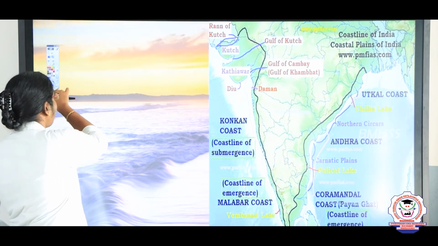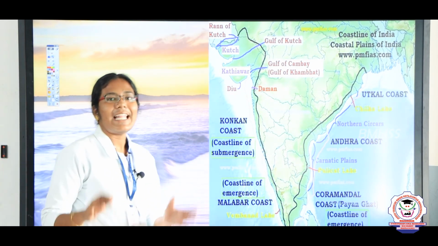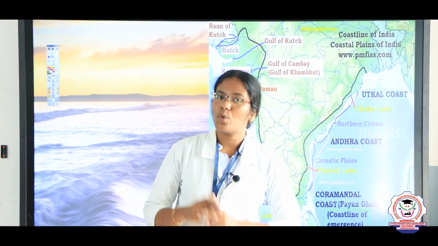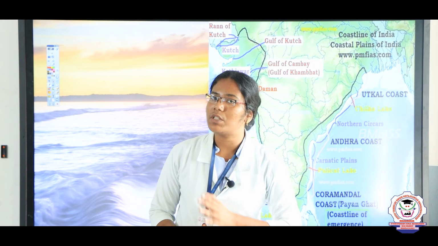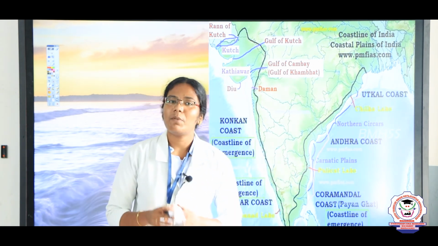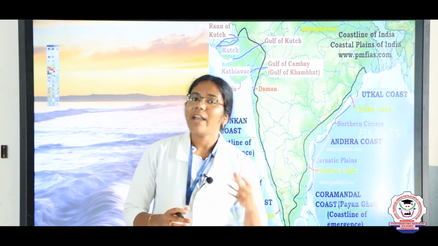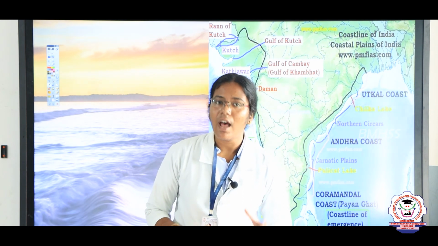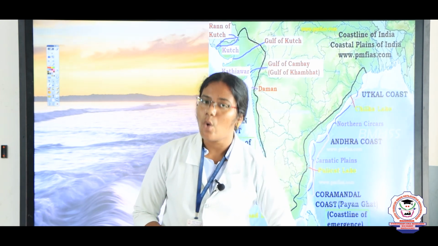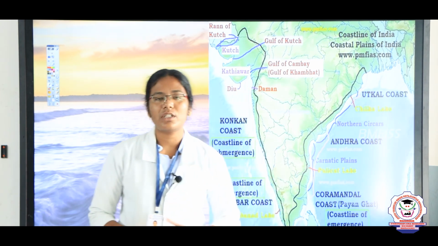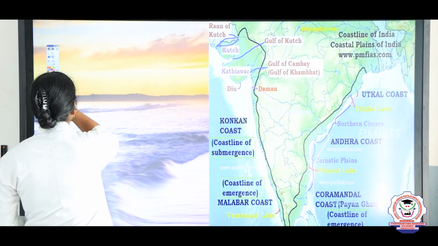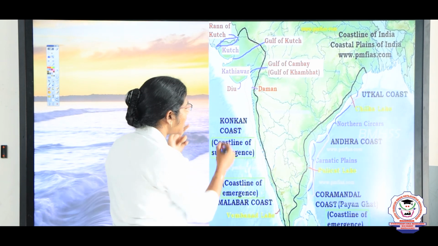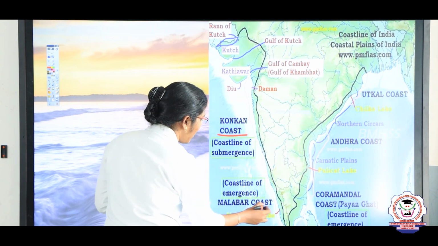Shall we see a small recap children? What are all the topics we have discussed here? India has two major coastal plains, that is Western Coastal Plain and Eastern Coastal Plain. The Western Coastal Plain is the land which is present in between the Western Ghats and the coast. It has three parts: Gujarat Coast, Konkan Coast and the Malabar Coast.